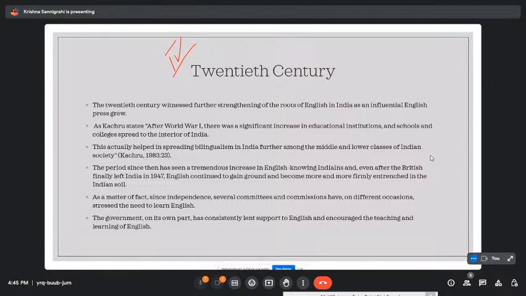So it was like a seed which had already been put inside the soil, and as a result, slowly, it started getting strengthened, which is important. As a matter of fact, since independence, several committees and commissions have, on different occasions, stressed the need to learn English. The government, on its part, has consistently lent support to English and encouraged the teaching and learning of English.